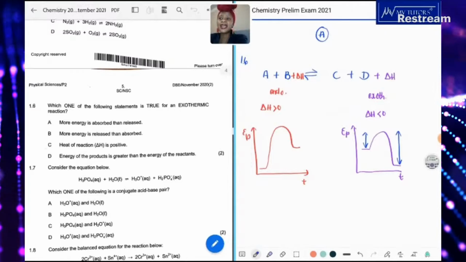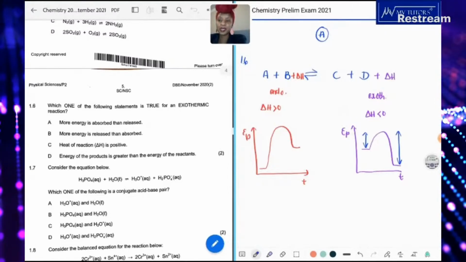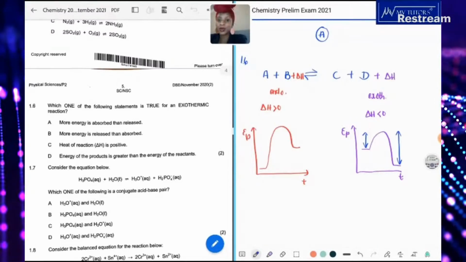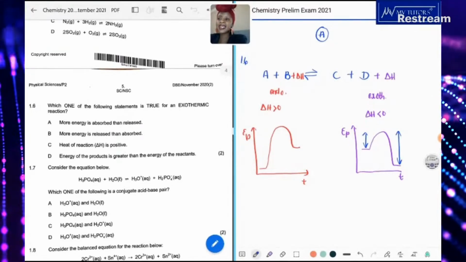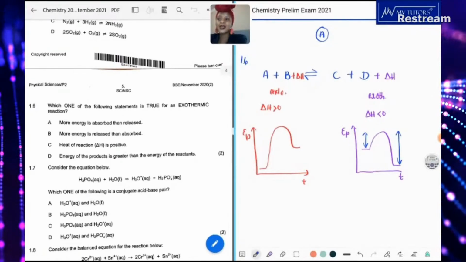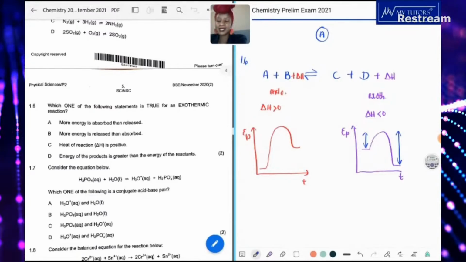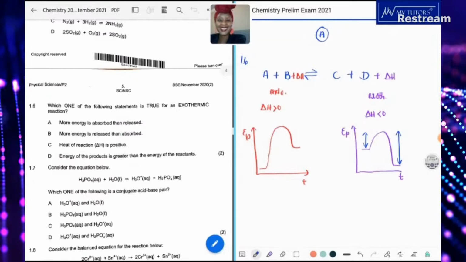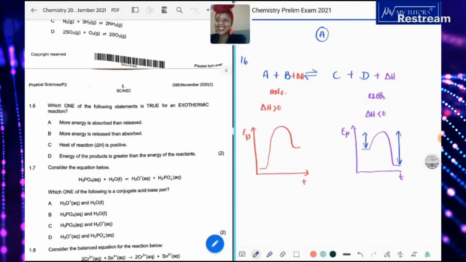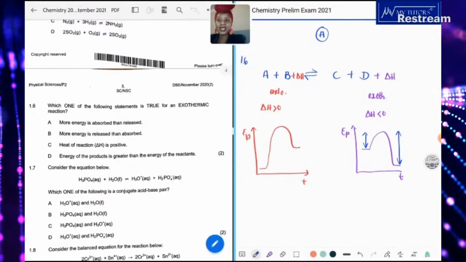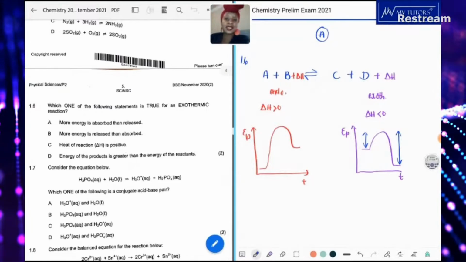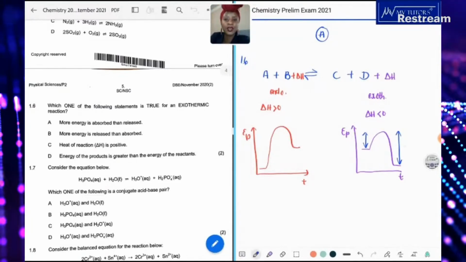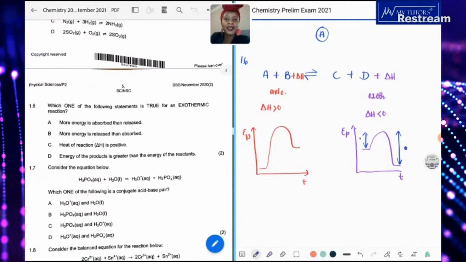Okay, now it says the heat of reaction is positive. No, that is for the endothermic reaction. And then it says the energy of products is greater than the energy of the reactants. What do you think? It sounds about right, hey? The energy of the products is greater than the energy of the reactants. I mean, look at this. Isn't the energy of the products over here greater than the energy of the reactants?